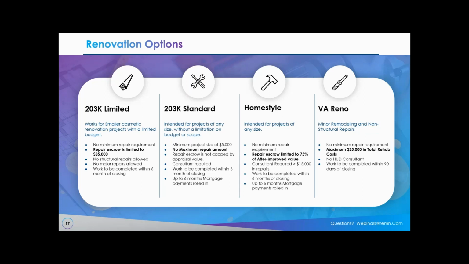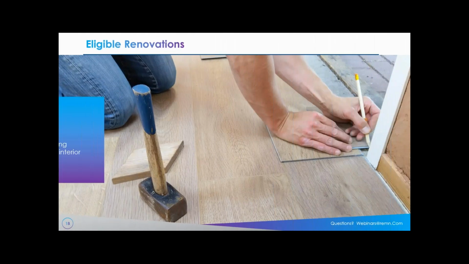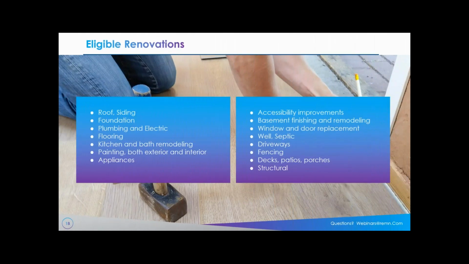VA Reno, this is for small, minor projects that must be completed within 90 days of closing, and we don't want a HUD consultant on those deals. We want these to be easy renovation deals. But again, we're not doing those right now, so nothing to worry about there. Let's talk about a general list of eligible renovations.